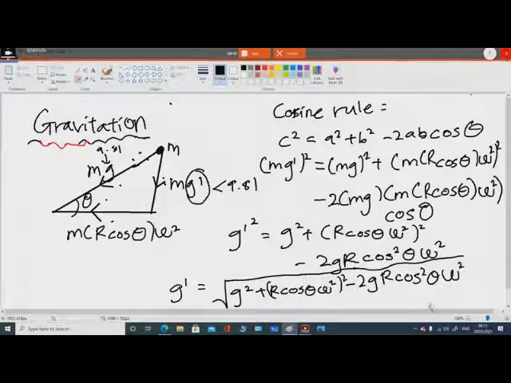Okay. So this is how we find the g prime, which is at the latitude theta, which is always less than 9.81, as it always lies above the surface of the Earth.